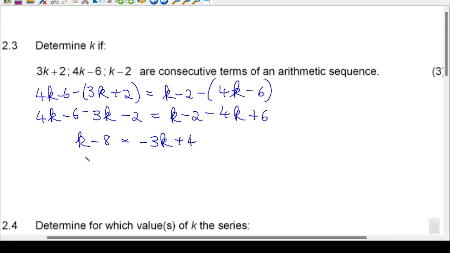Let's add 3k to both sides. Remember, this is like a set of balance scales. So 4k minus 8 is in fact 4. Let's add 8 to both sides. So we in fact get 4k equals 12.